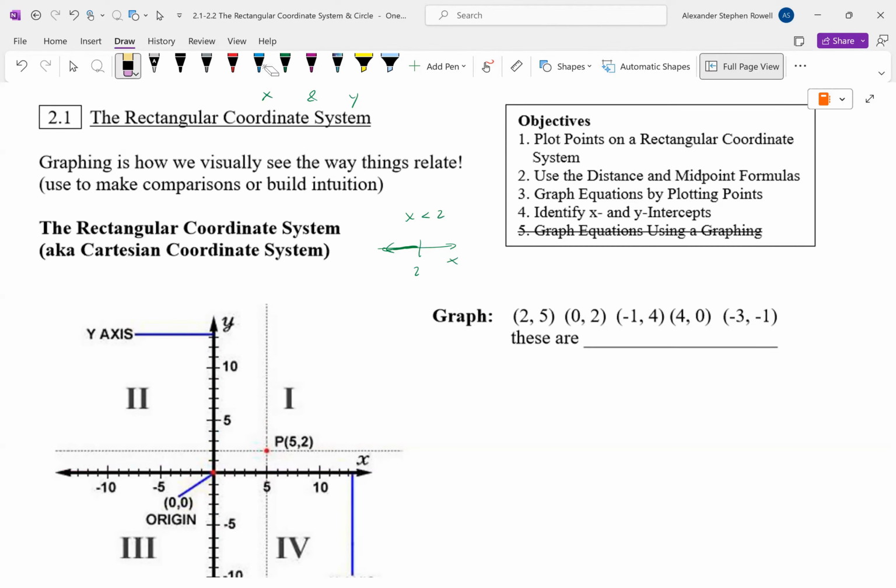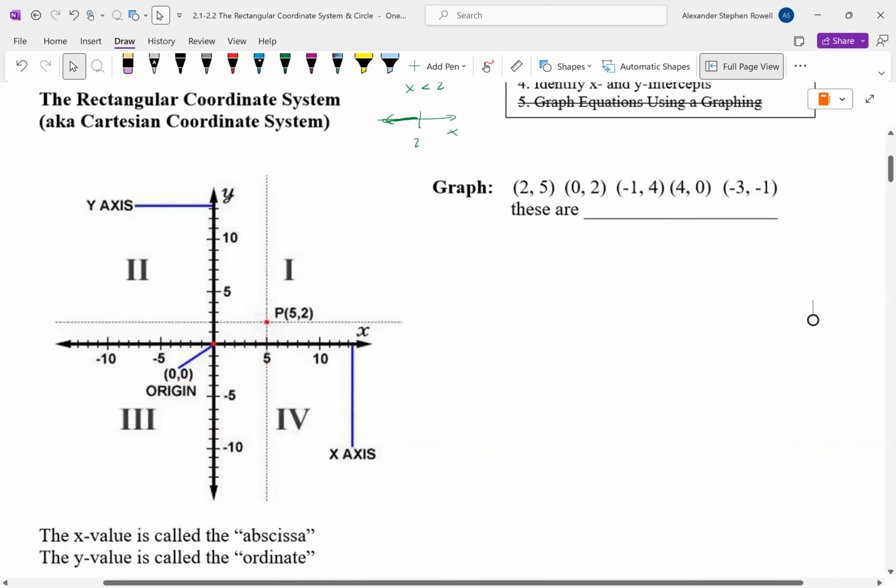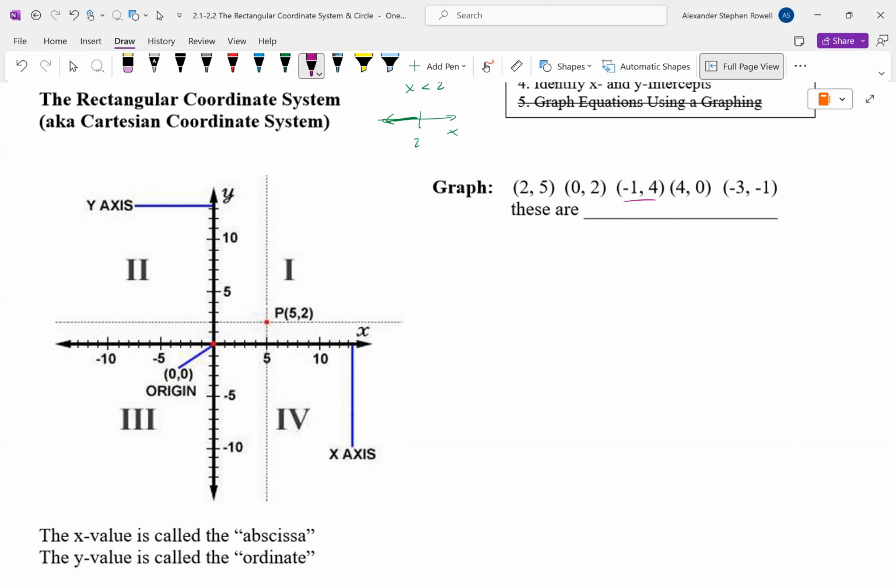What do solutions look like if I have two variables? I have two answers, an x and a y. We call that an ordered pair. Are you all familiar with how to graph points like -1, 4? That's a prerequisite. If you tested in this class, presumably you know how to do that.